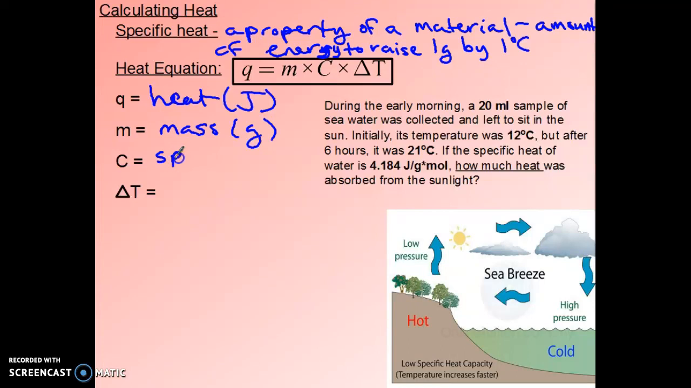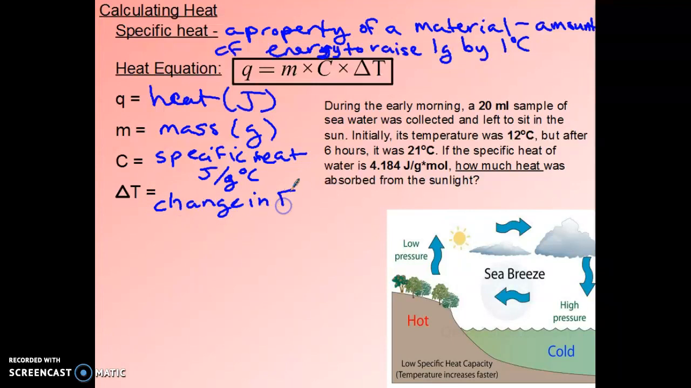C is our specific heat, and the unit of that should be joules per gram degrees C. And then delta T, this little triangle means delta. Delta always means change. That's going to be our change in temperature, T2 minus T1 if you have two different temperatures. Okay? So let's do this example problem before concluding.